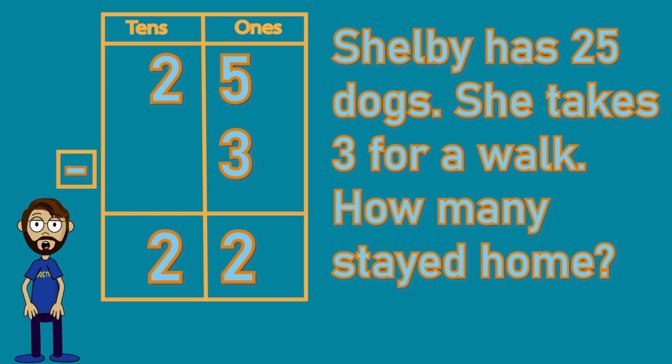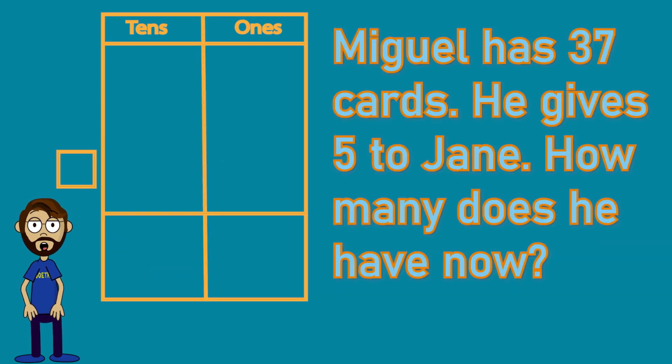All right, let's look at another one. Miguel has 37 cards. He gives 5 to Jane. How many does he have now? So we see that Miguel is starting with some number of cards and then he's giving some away. So he's going to end up with less. So that means we're going to subtract and use a minus sign.